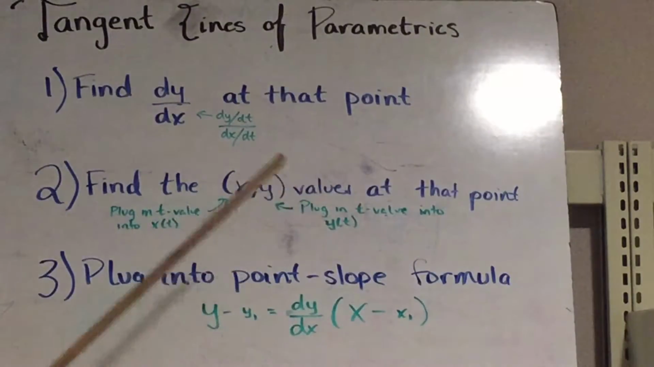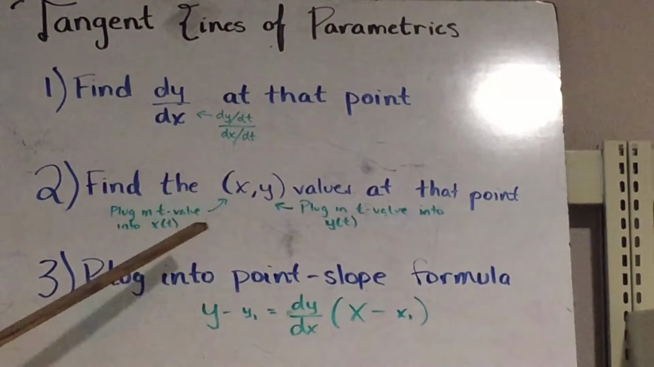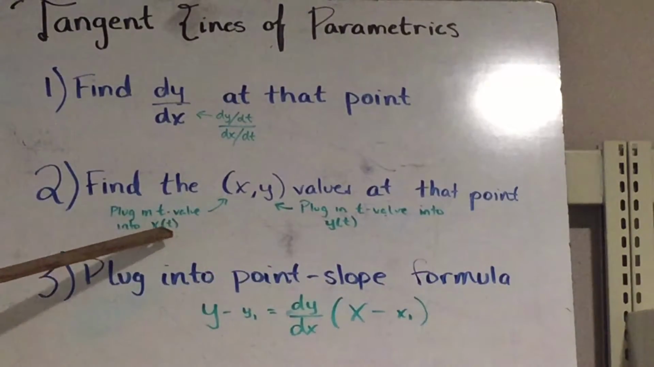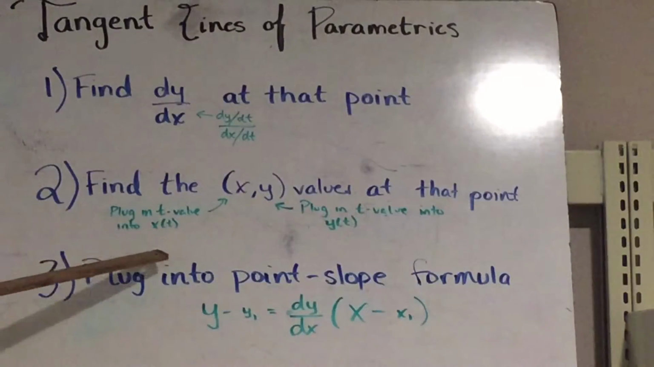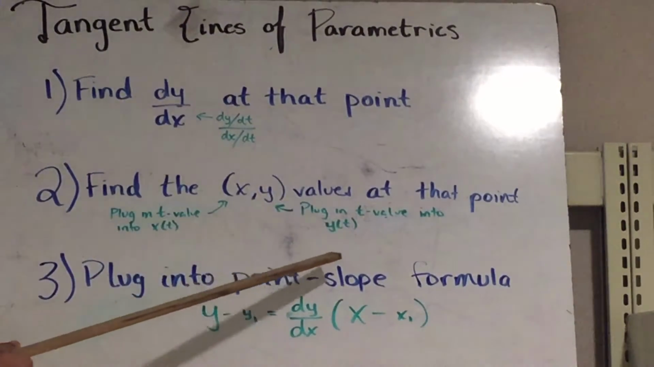So at that point, we're going to get a certain t value. The problem should give you a t value. So what you're going to do is plug that t value into the x equation to get an x value, and plug that t value into the y equation to get a y value.